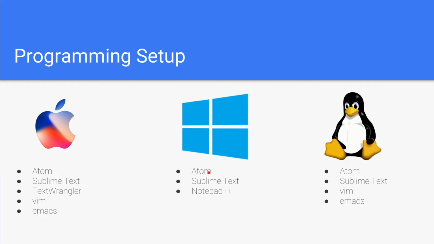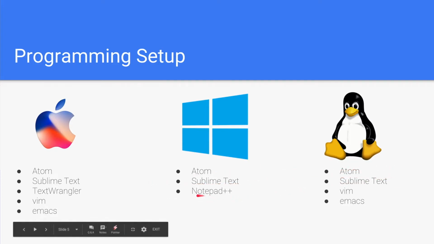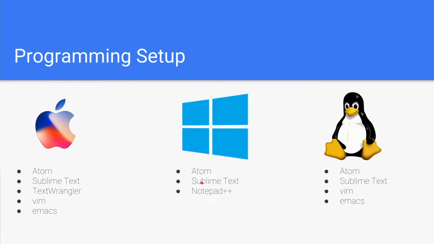On Windows, these are the most popular ones. There's also Atom, which, as you can see, is available on Apple devices, Windows, and Linux machines. So we have Atom, Sublime Text, and Notepad++. For this video, I personally like Sublime Text. It's simple, really neat and clean, and really easy for beginners to get the hang of. So for this video, we're going to set up our development environment with Sublime Text.